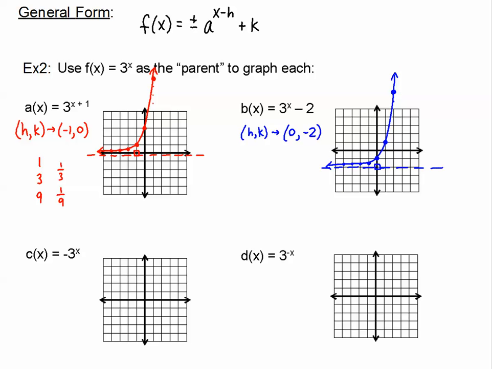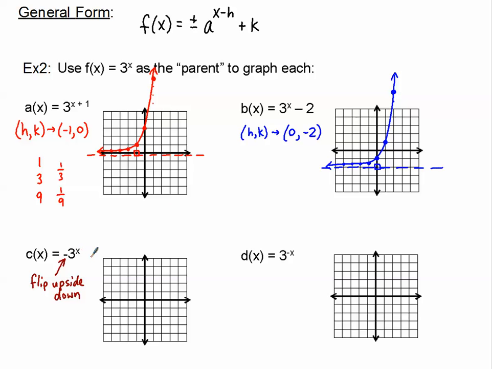Let's see what happens with these two negative signs. I've got a negative sign in front of the entire function, and I've got a negative sign in front of the input of the function, the x. Well, the negative in front of the entire function is simply going to flip you upside down. It'll take your normal 3 to the x function and flip it upside down. So it's actually going to be points below the horizontal asymptote. Everything else is going to be basically the same.